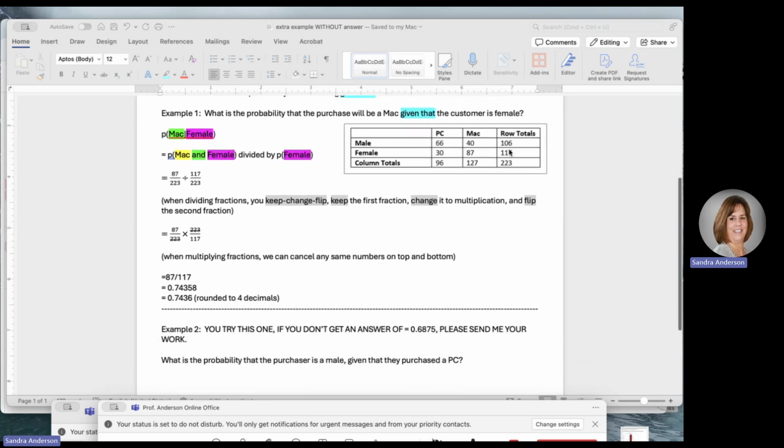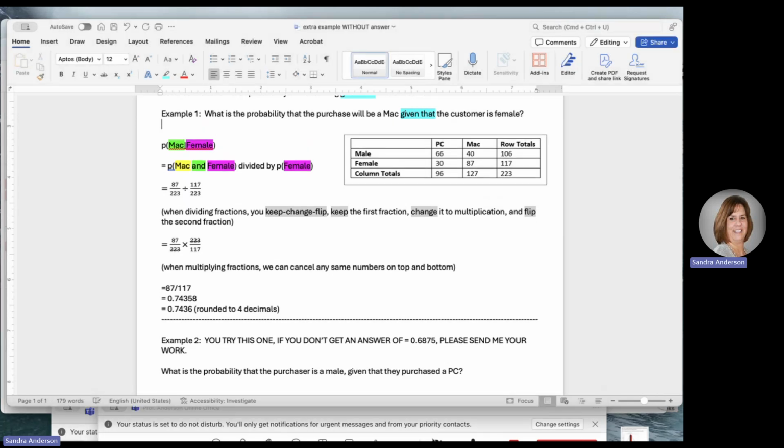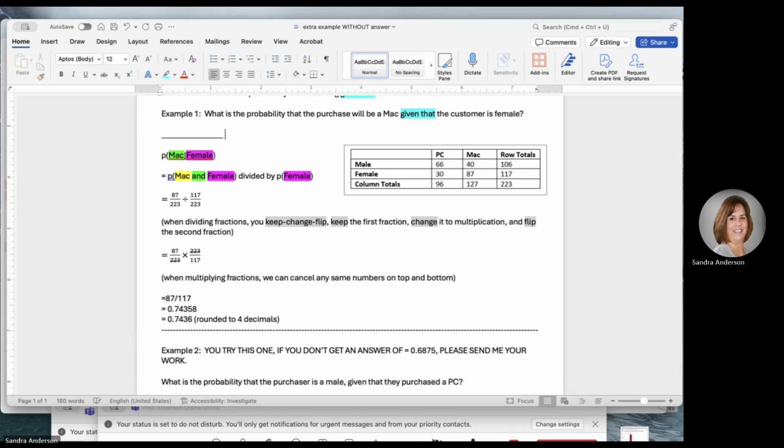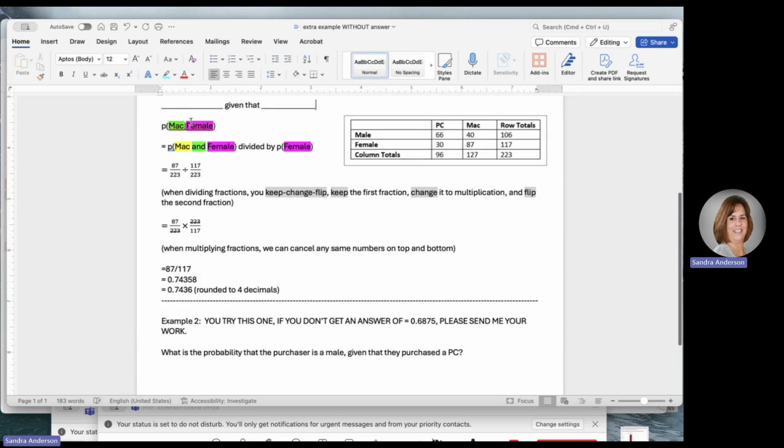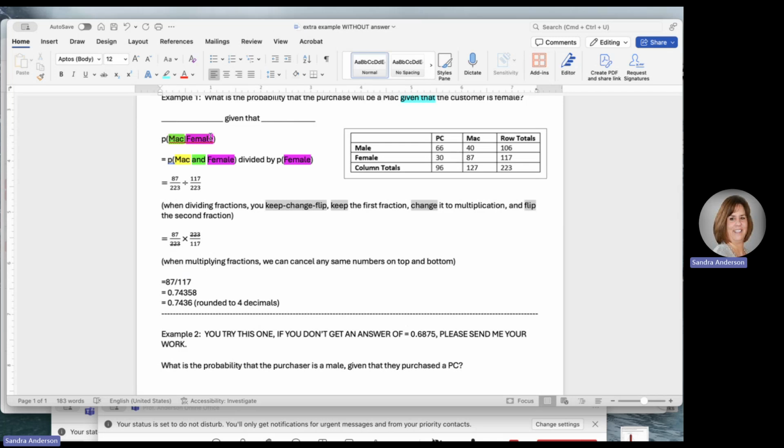Okay, so let's look at this example and walk through it very slowly. What is the probability that the purchase will be a Mac, given that the customer is already known to be a female? So what you'll need to do for every given that problem is make sure you write it in this format, the probability of Mac, straight up and down bar, given that you already know they're female. They could word it a little differently. So if it's worded differently, put it in this format, blank, given that blank. So what is the probability that it'll choose a Mac, given that we're only pulling it from the females? It's basically what we're doing here.